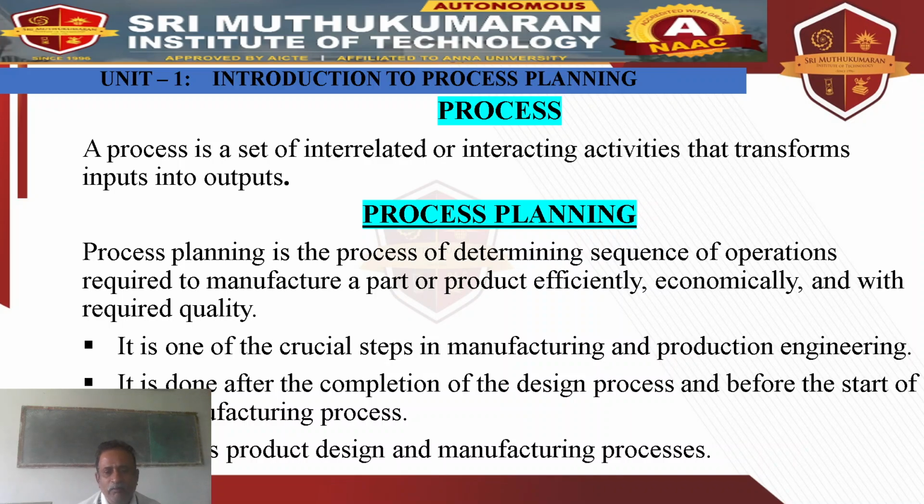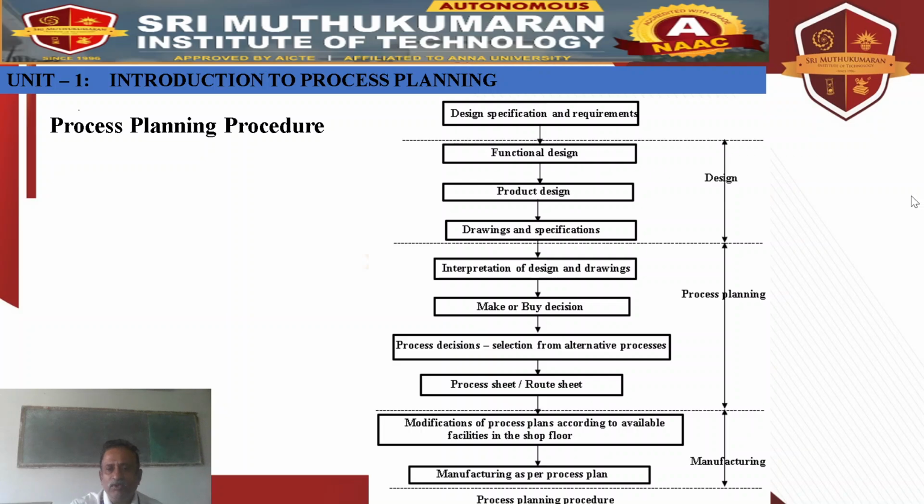So in a company, first they have to design a component, a product, and then they will go for the manufacturing. But in between these two stages comes the process planning. So the process planning bridges the product design and manufacturing process. So we see the flow chart: the functional design, product design, drawing and specification. These are the design part, and at the bottom we have the modification of the process plan and manufacturing. This is the manufacturing part. In between these two stages, there comes the process planning.